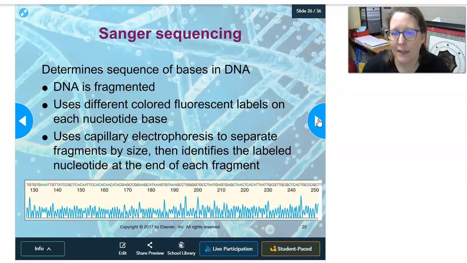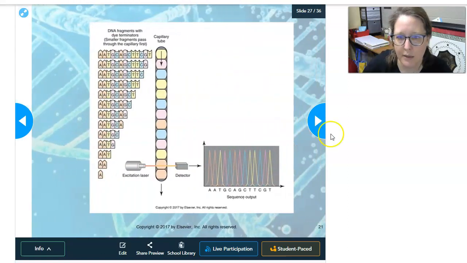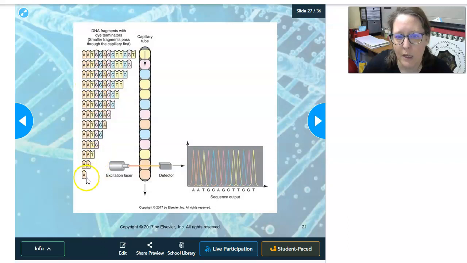And it identifies the labeled nucleotide at the end of each fragment and is able to read the sequence that way. So basically the way it's fed through is, again, they're broken up into pieces. These are all the pieces, and the way you put the pieces in sequence is just through capillary electrophoresis. But before you put them in sequence, you tag them, and again, only the nucleotide at the end will be the one that has a fluorescent dye, and each nucleotide has its own color.